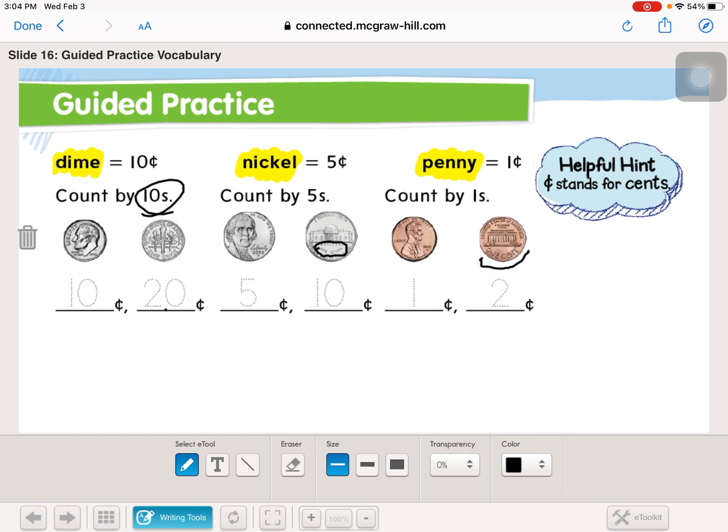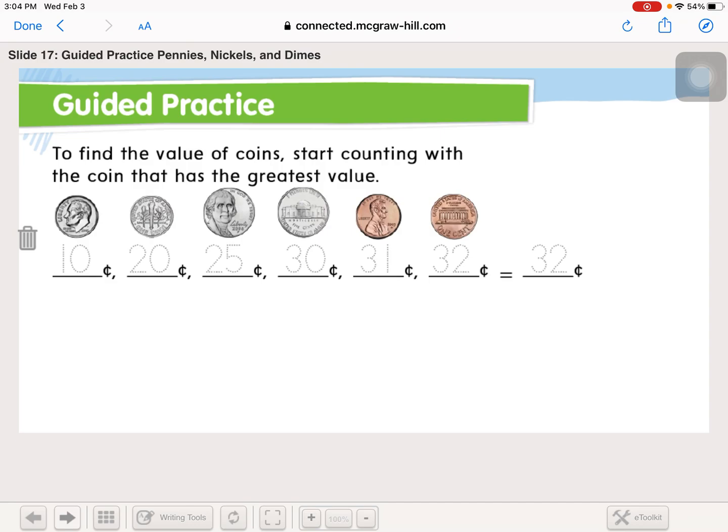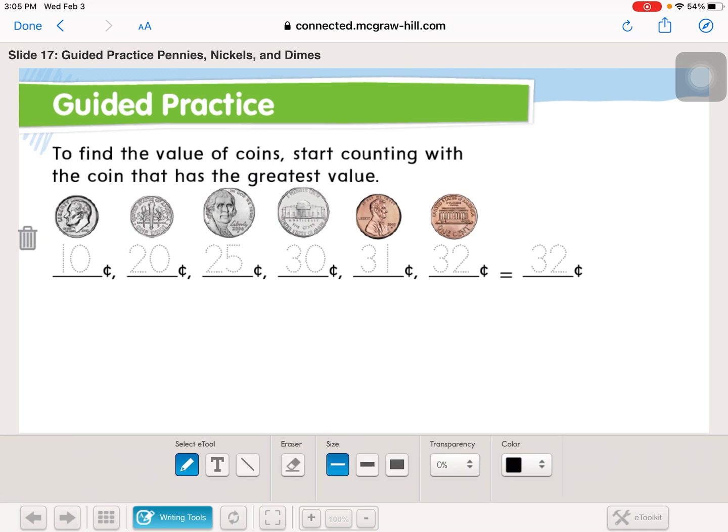But let's practice. So if we have 2 dimes, that's 10, 20. If we had 2 nickels, 5, 10. And 2 pennies, 1, 2. Okay, so we're going to start with the coin that has the greatest value. Like I said before, that's going to be easier for us to count on with the smaller numbers. Now, I suggest, especially at the beginning here, writing the amount on the top of how much they're worth. That way you kind of can keep track of how much you need to add on.